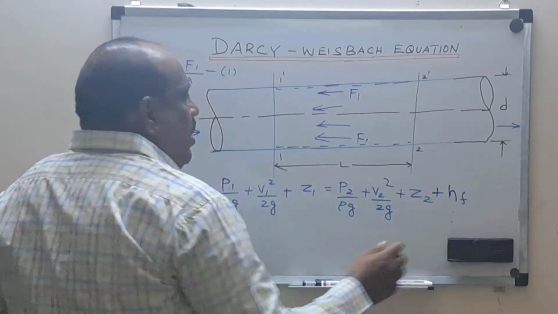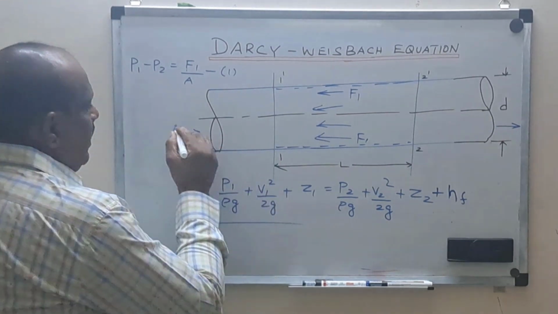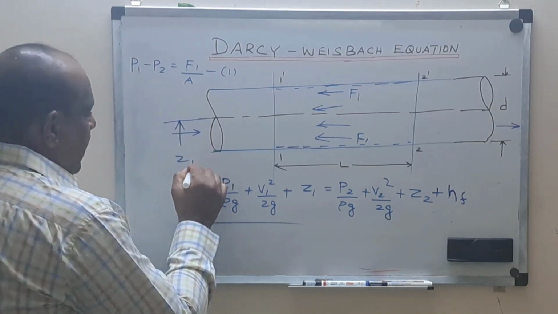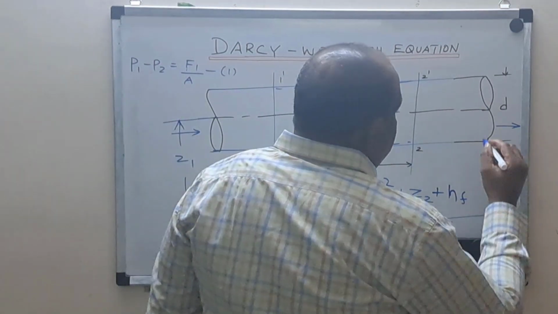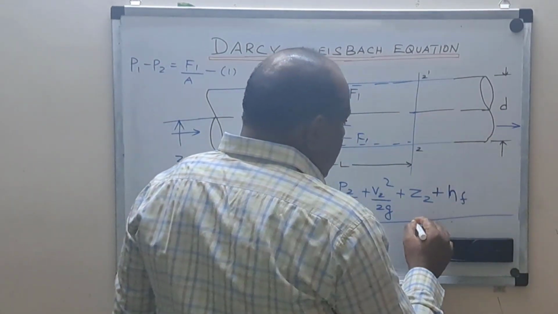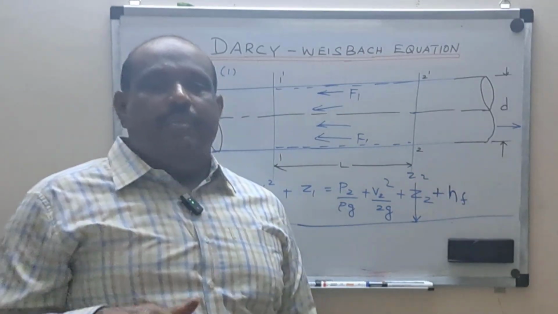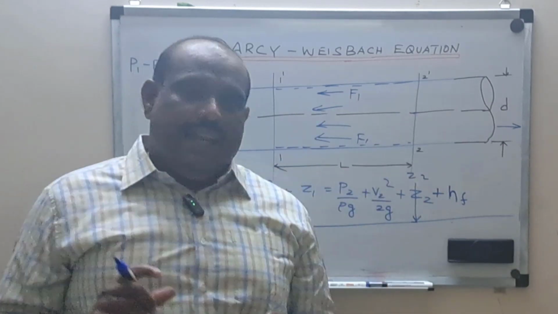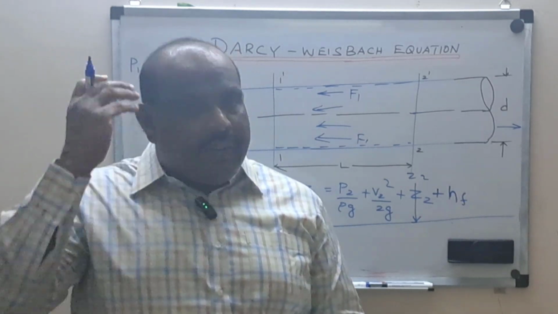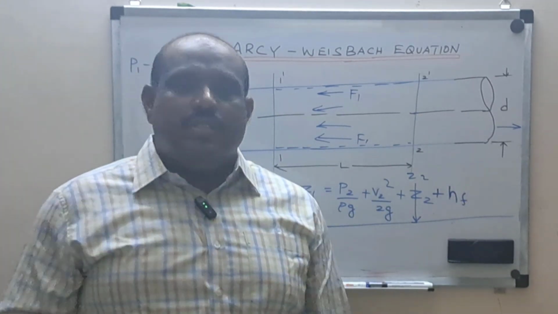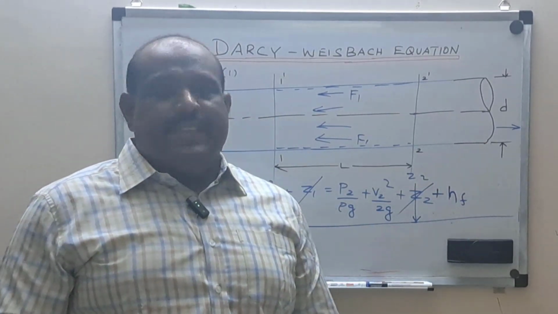Now, what is Z1 and Z2? If I consider this as my datum, then from this point to this point is my Z1. Similarly, from this point to this point is my Z2. Z1 and Z2 are in the same horizontal line because we are assuming the pipe is horizontal, which means Z1 equals Z2. The effect of gravity is not there, it is only horizontal, so the datum height contribution can be neglected. So Z1 equals Z2.